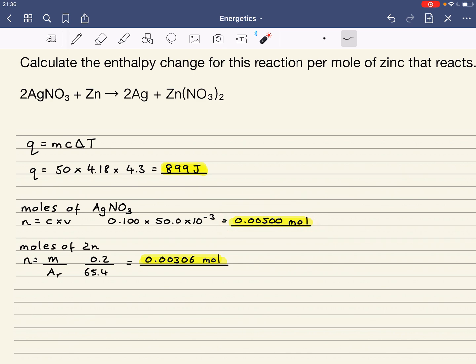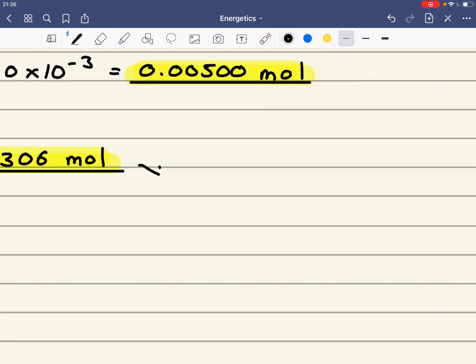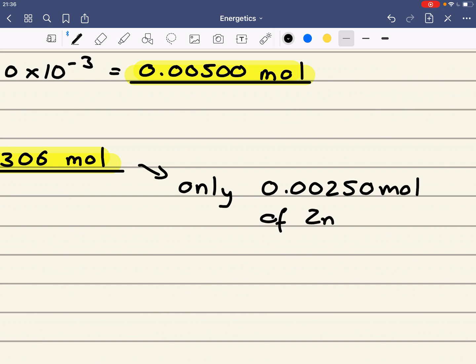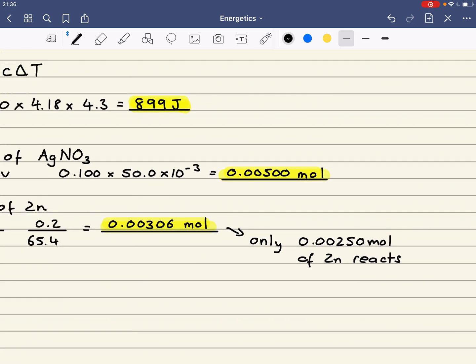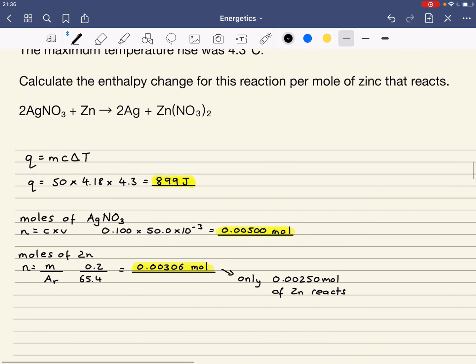You're going to, in effect, get only 0.00250 moles of Zn reacts. So in reality, the zinc is in excess. And again, you can see that if we look at the equation. If you've got 0.005 moles of this, half that number of moles of zinc will react. So in reality, that's how many moles of zinc will react.